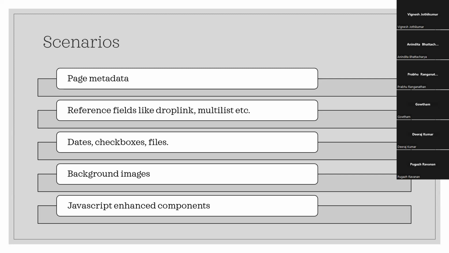Then, fields like dates, checkboxes, files. Again, the same scenario where you don't exactly render these as is, you use them to manipulate your content. And dates are usually formatted. So what can you do to make sure that these are also editable?